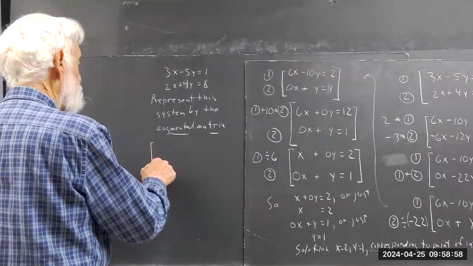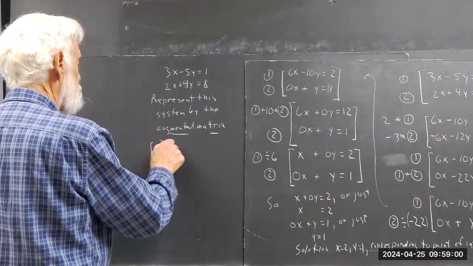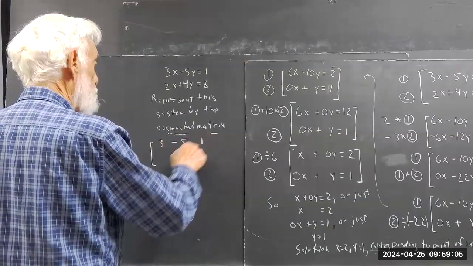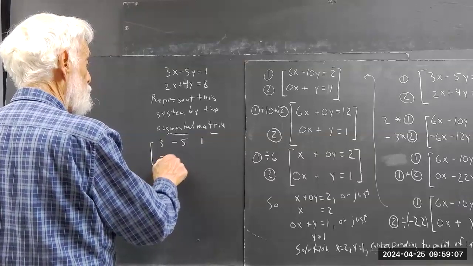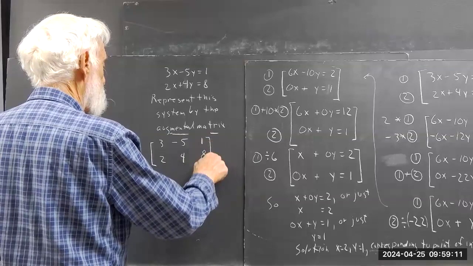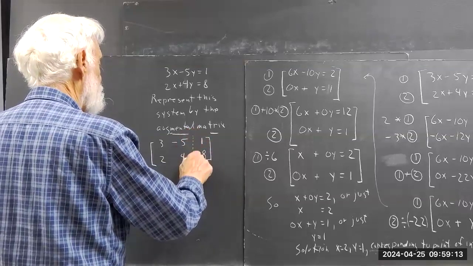And the augmented matrix is just going to be 3, -5, 1, 2, 4, 8. And I'm going to put a dotted line here.